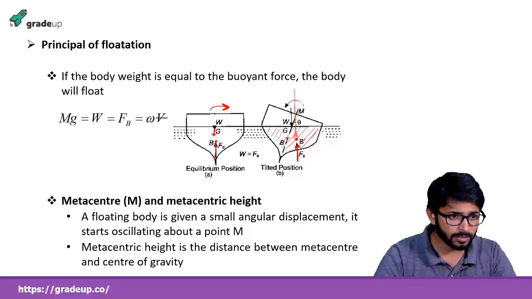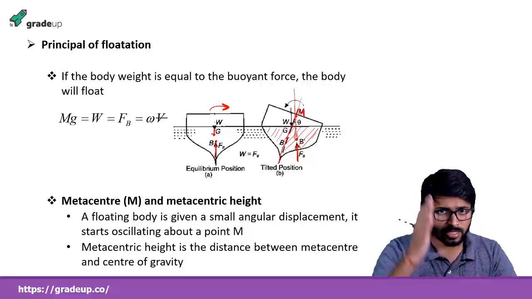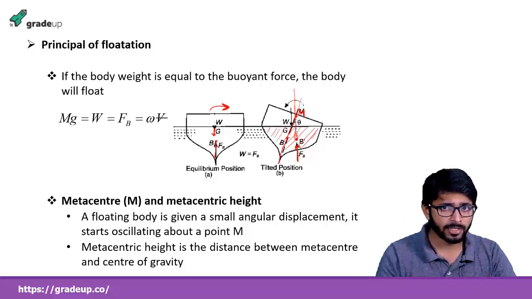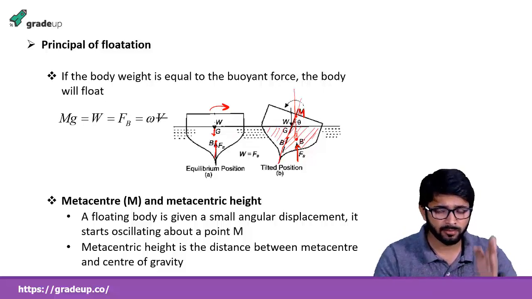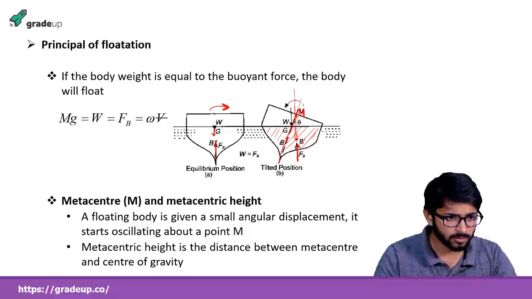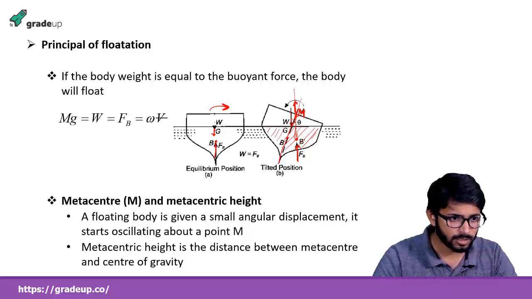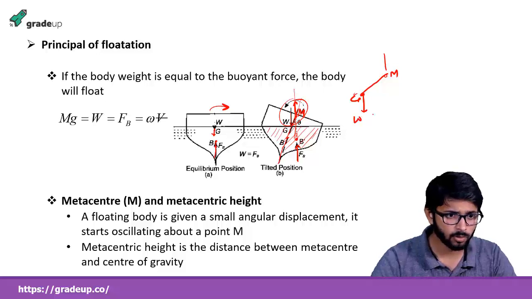It will cut at a point M, at the vertical axis of the body. This M is known as the metacenter. Here G is acting downward, and M, the force is acting in the upward direction. So if we look at this condition more clearly: at G the weight W is acting downward, and here the buoyancy force FB is acting upward.